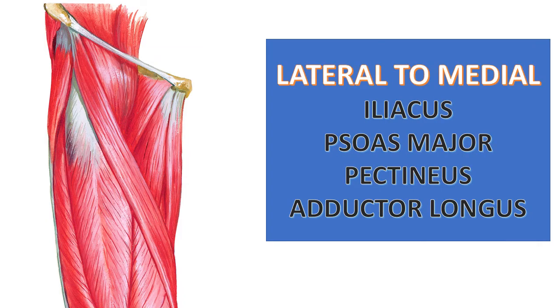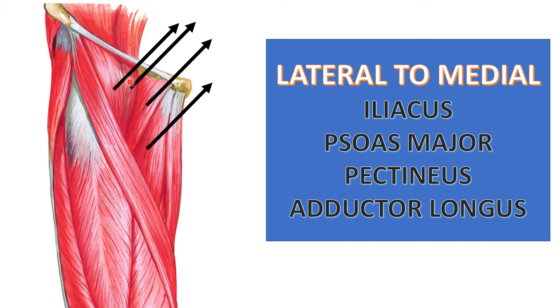Then moving to the floor and contents. The floor is formed, from lateral to medial, first by iliacus. Then medial to the iliacus, you can identify the psoas major muscle. Then medial to the psoas major, you can identify the pectineus. And medial to the pectineus, you can identify the adductor longus. So the adductor longus itself forms the medial boundary, and it is also involved in the formation of the floor of the femoral triangle.